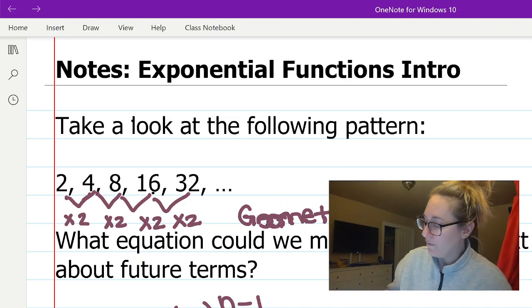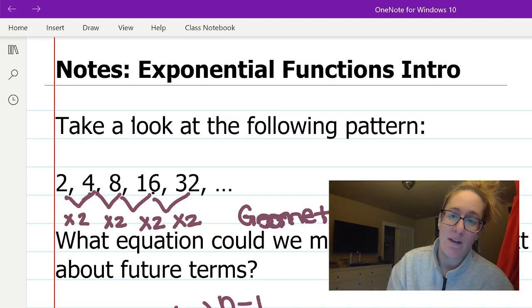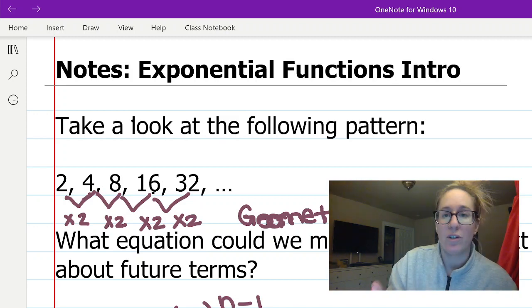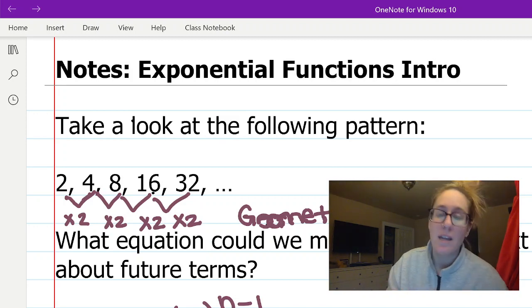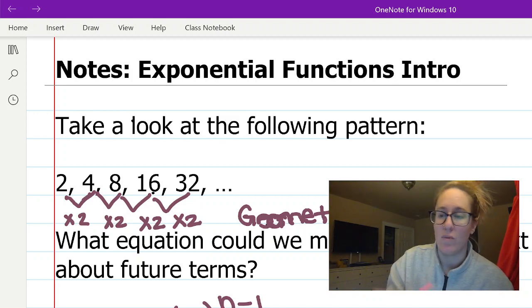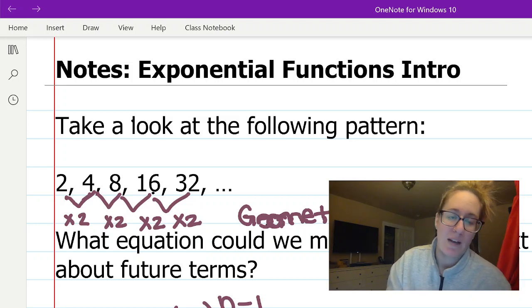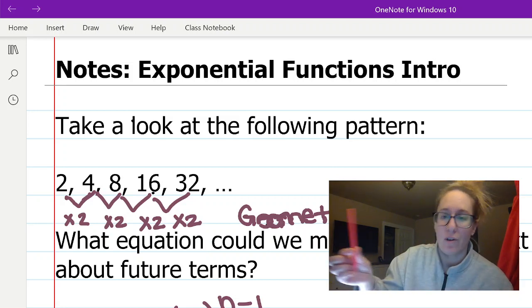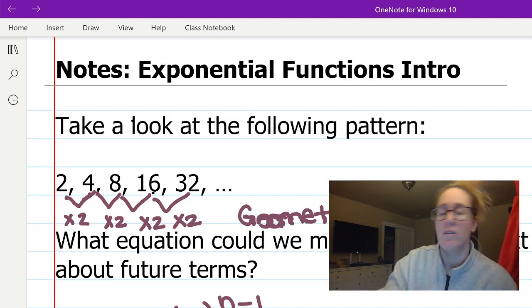So first off, let's talk about what it means to be a function. I know that we did a functions unit way back when, but functions have to do certain things, right? So one, they have to have unique x values for each of the y's. You can't repeat your x's. That's one of the main things. Everyone always remembers that one. And we know about the whole vertical line test. You can't cross a vertical line more than once.